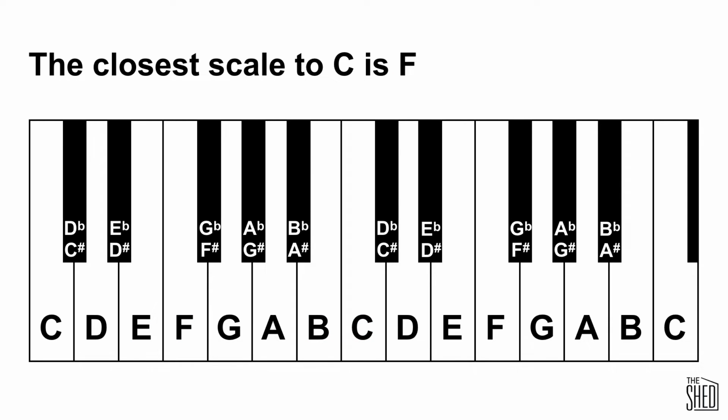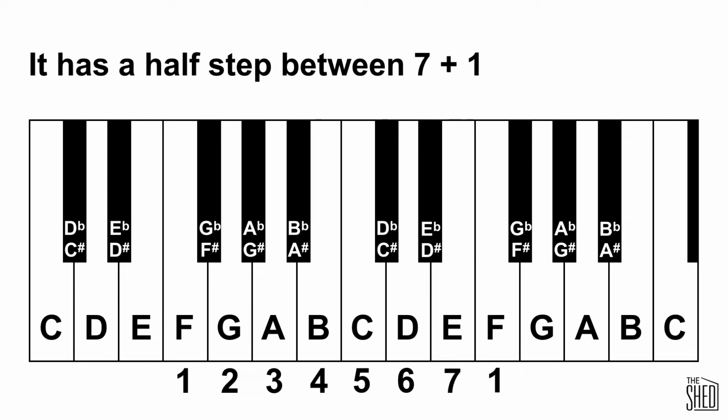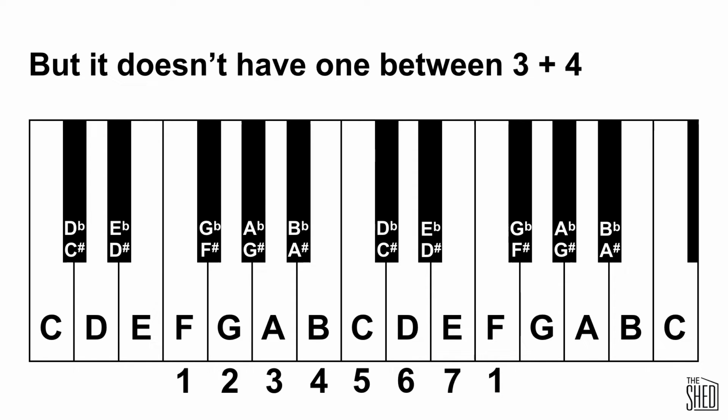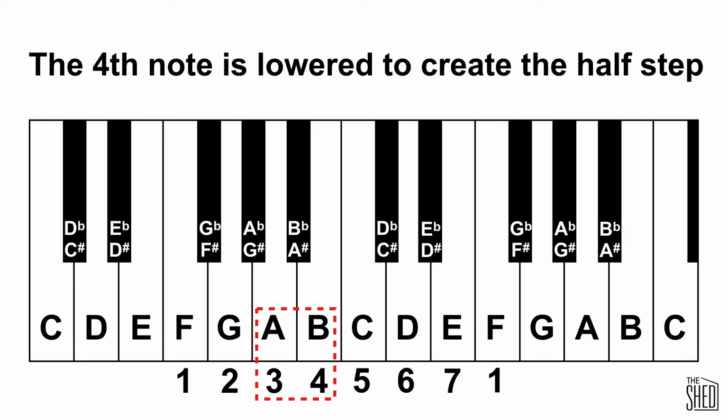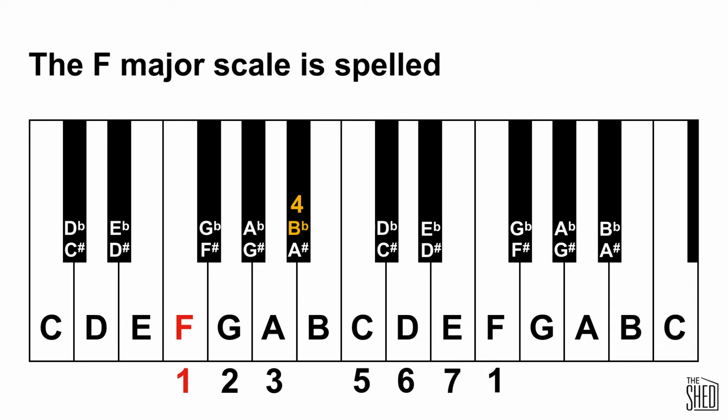The closest scale to C is F. If we spell the C major scale starting on F, there's a half step between 7 and 1, but there isn't one between 3 and 4. The fourth note is lowered to create the half step, so B is lowered to B flat. The F major scale is spelled F, G, A, B flat, C, D, E, F.